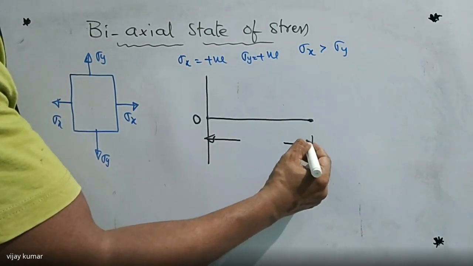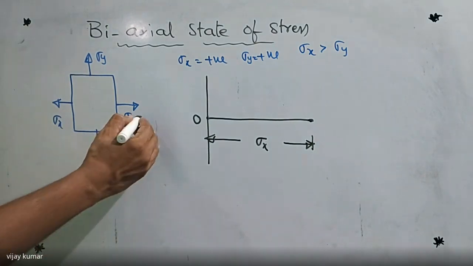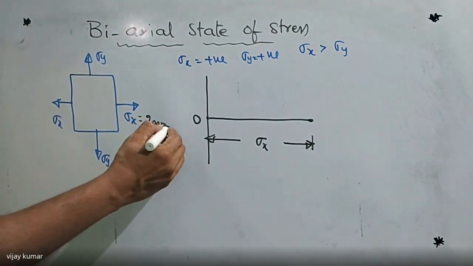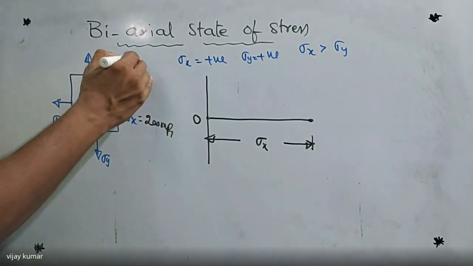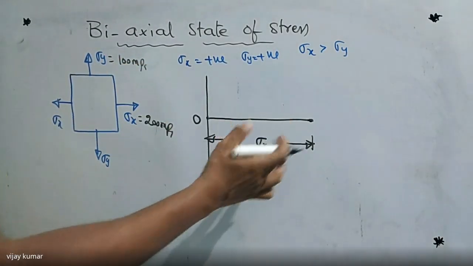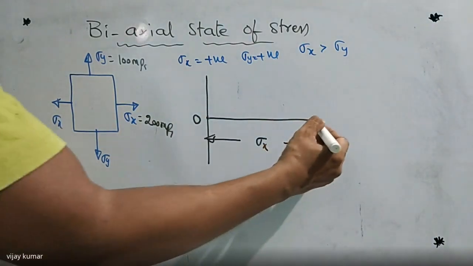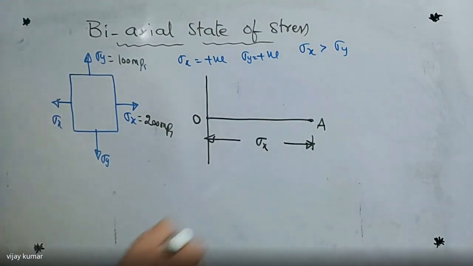I'm going to indicate the sigma x value. For example, sigma x is equal to 200 megapascals and sigma y is equal to 100 megapascals. By taking a suitable scale on the graph, we can take the sigma x value up to this point, which I'm going to indicate as A.